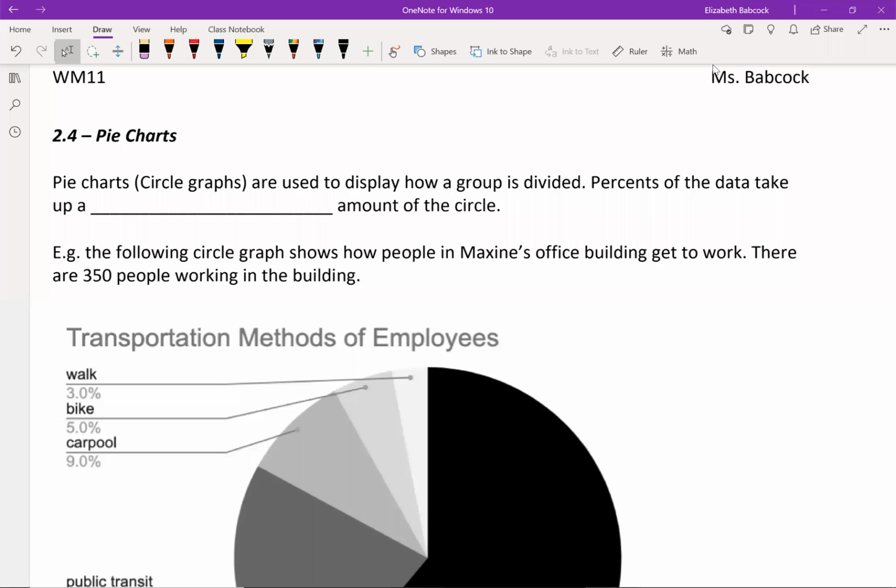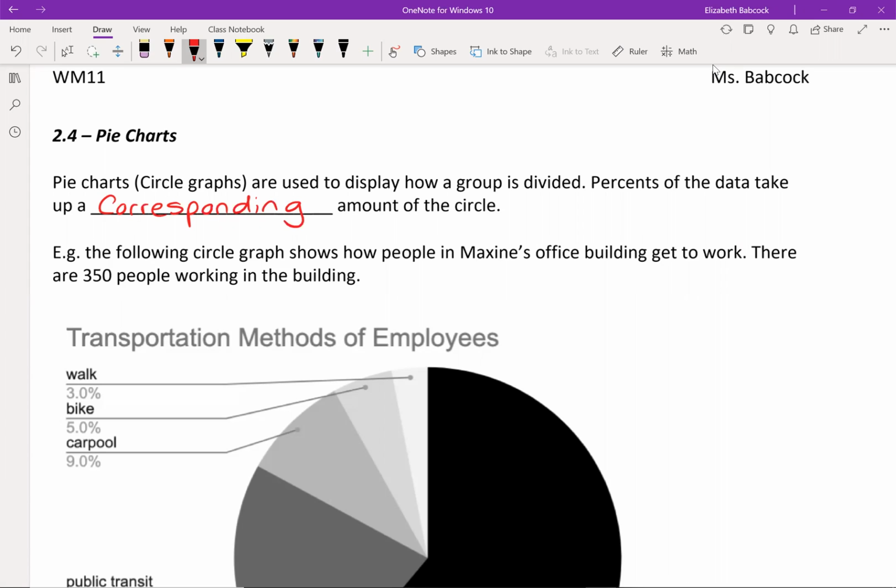Okay, this is section 2.4, all about pie charts or circle graphs. When we are talking about pie charts, they are used to display how a group is divided. Percents of the data take up a corresponding amount of the circle. That just means that if something is 50% of the data, it'll take up 50% of the circle, 25% takes up 25%. So how much of the circle is taken up by that section is how much of the population of the group is in that section.